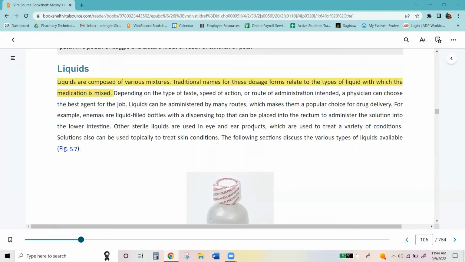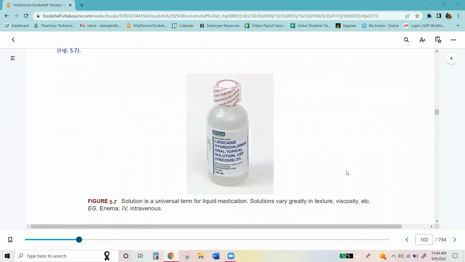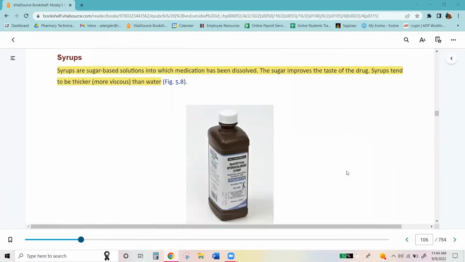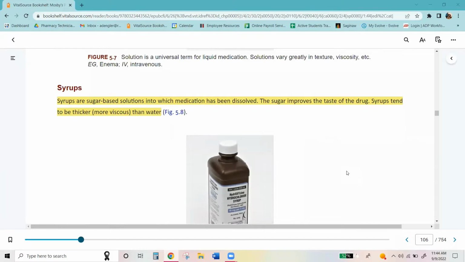Now we will talk about the different types of liquids available. Syrups are sugar-based solutions into which medication has been dissolved. The sugar improves the taste of the drug, and syrups tend to be thicker, more viscous than water.